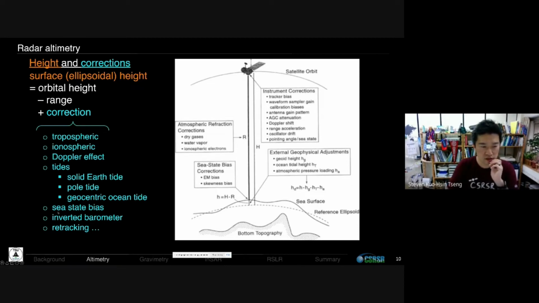the pure sea level signal. And we also need to consider the sea state, what is the significant wave height, and also the inverted barometer. This is about the air pressure. When there are high pressure and low pressure, the sea surface will have a different kind of pattern and so on. So basically, once we have good corrections for the range, then we get the surface height.